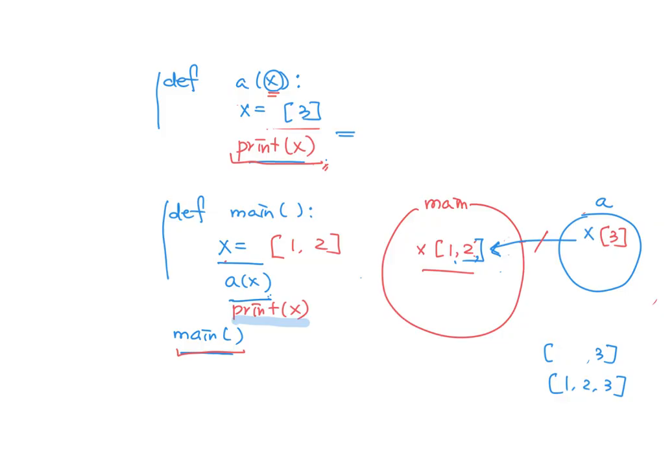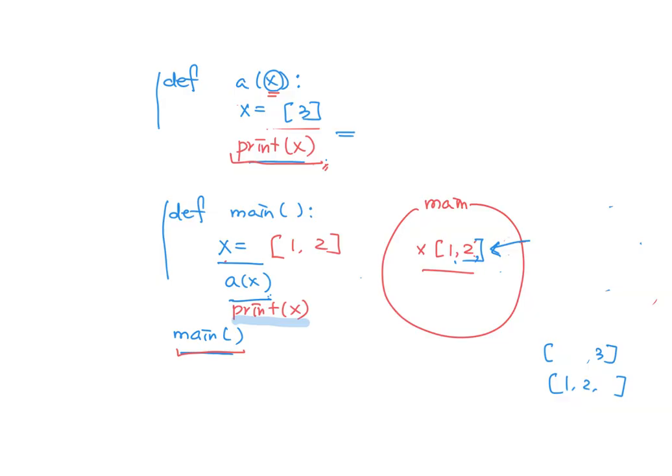And then when you go out of the function, the namespace for the a function and all the variables defined within a will be erased. And then when you consider this print function in the main function, it will print the original value represented by x in the main function. So the list of 1 and 2 will be displayed. So that is the way this function works in Python.